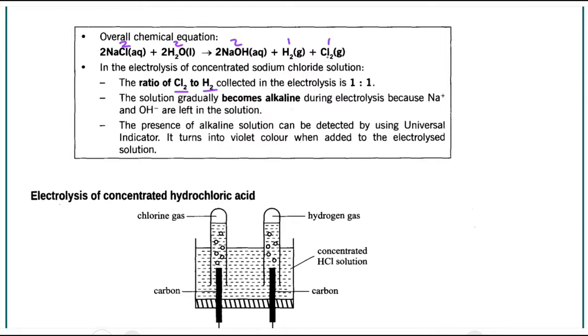The solution gradually becomes alkaline during electrolysis because the sodium and OH- ions are left within the solution. These ions form sodium hydroxide, which is alkaline, with a pH above 7. The presence of the alkaline solution can be detected using a universal indicator, which turns violet when added to the electrolyzed solution. So it shows that the sodium hydroxide is basically alkaline.